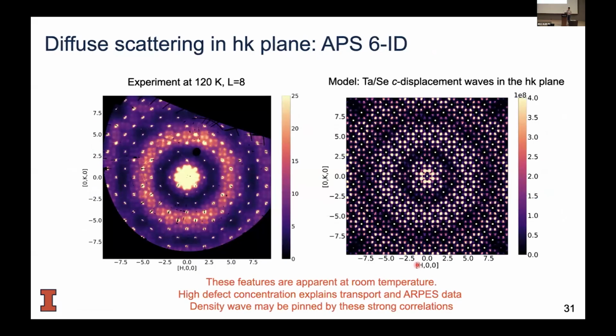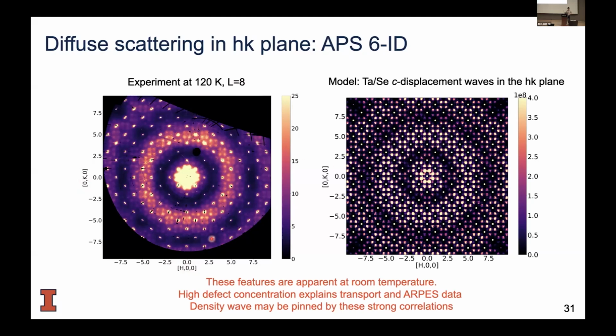This is what happens when you look at the Bragg scattering in sector 6. This is our single crystal measurement here at APS, and you can see that you actually get a lot of diffuse intensity here. This is at 120 Kelvin. It's in the charge density wave regime, but you see this scattering at room temperature too. What we're plotting here is the H and K directions, a slice normal to the C-axis in scattering. We're far from the origin, L equals 8.